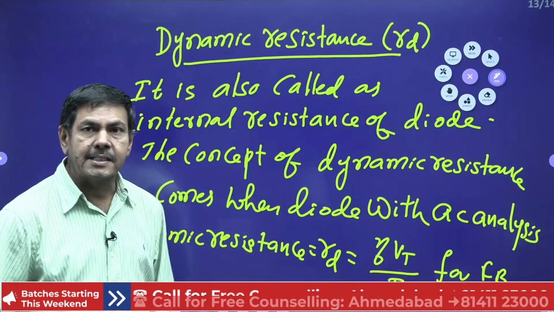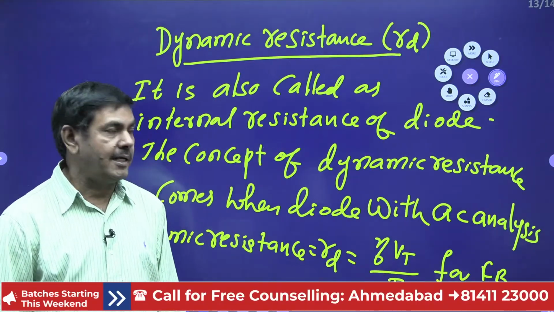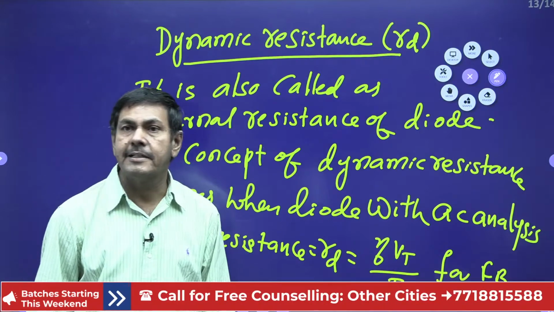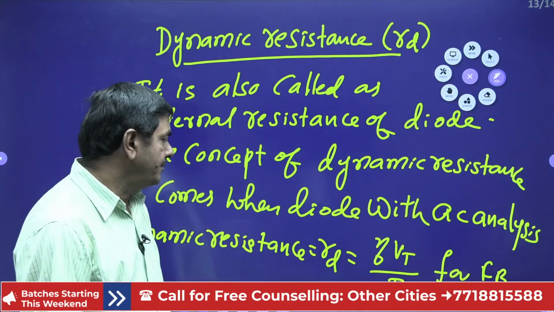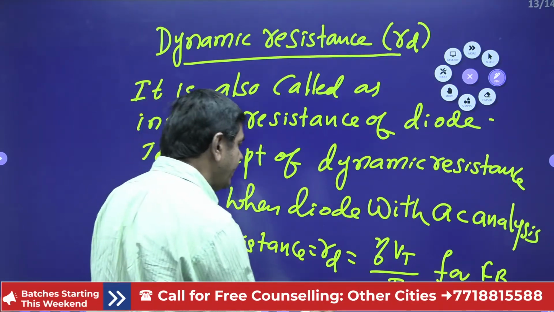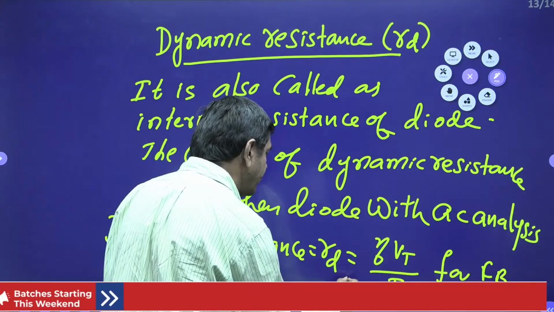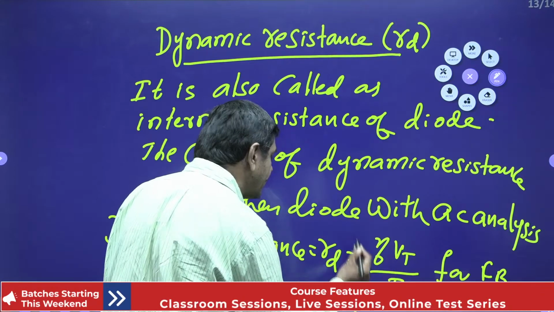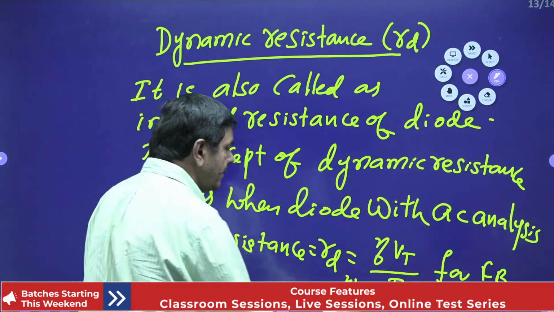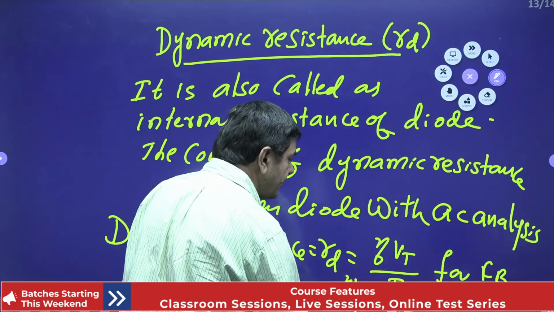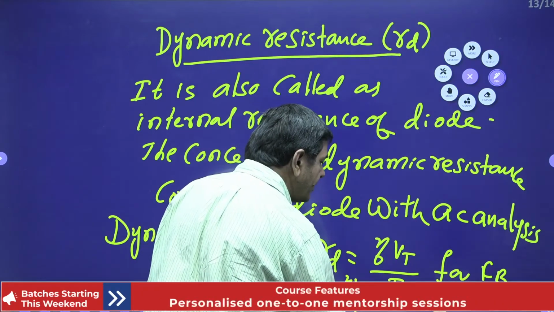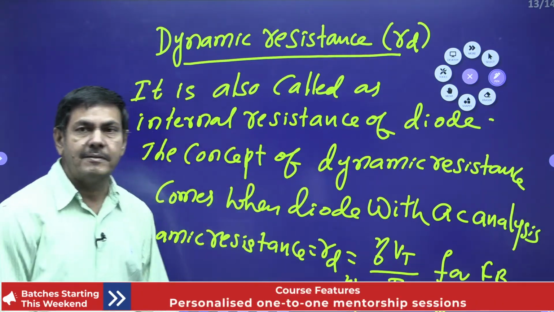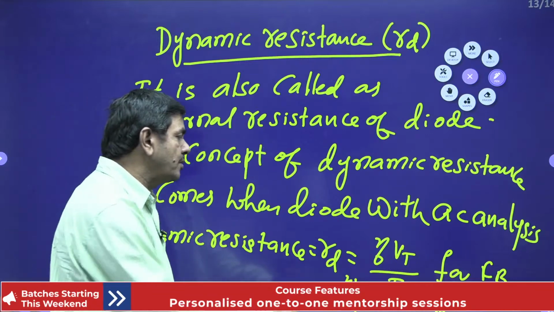But in case the diode is reverse biased, how can I take the dynamic resistance of the diode? In that case, the formula will be eta into Vt by I naught. Only the reverse saturation current is present. For reverse biasing of the diode, this formula is applicable. When the diode is forward biased, you use the earlier formula.